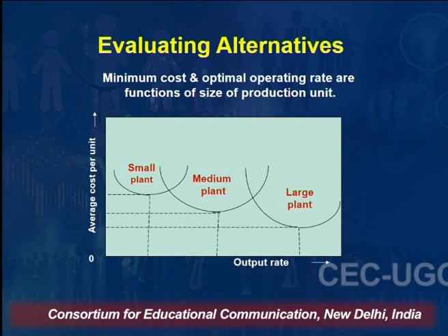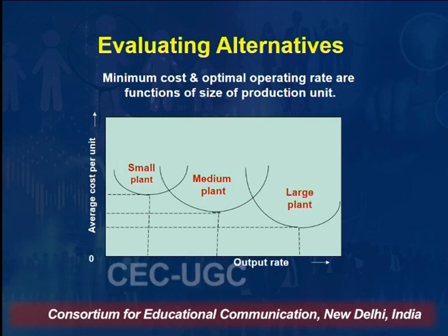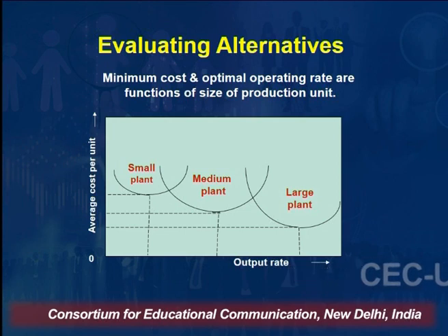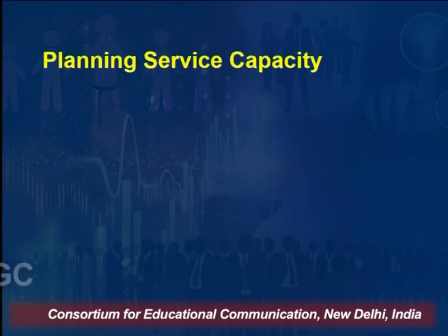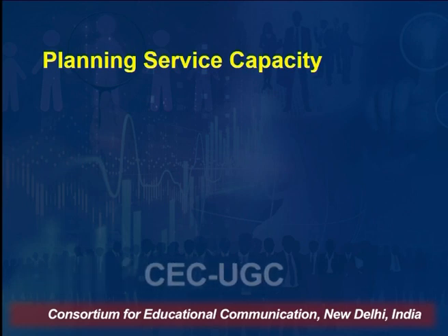Similarly, in the medium plant also the cost starts increasing, and in the large plant also the cost starts increasing. What is the reason for that? Why is the cost increasing after a certain point of time?